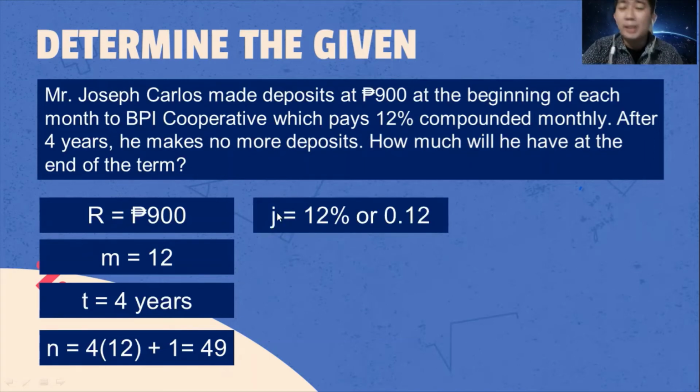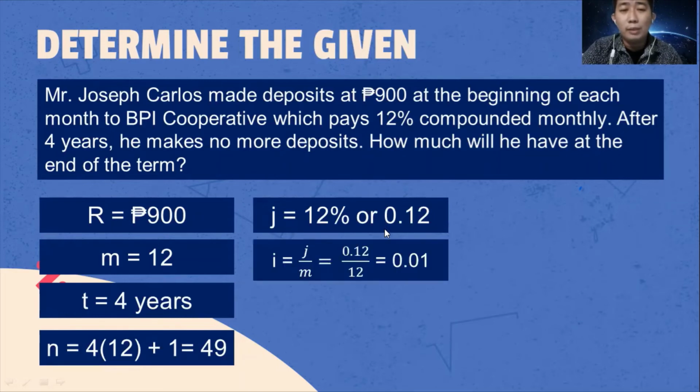The nominal interest rate is 12% or 0.12. I is equal to J over M. We are going to divide the nominal interest rate by the total number of compoundings per year. 0.12 divided by 12, the answer is 0.01. So here are the given.